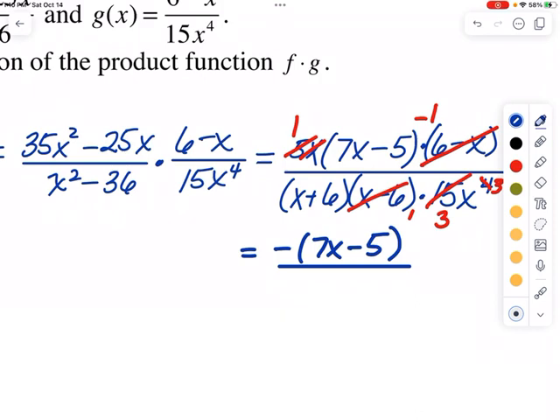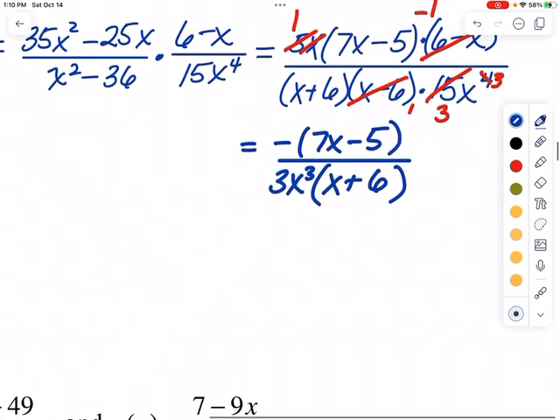And then in the denominator, we've got a 3x cubed. I tend to put the monomials first there. So 3x cubed is left down there. And then it's times x plus 6. So this is the answer.